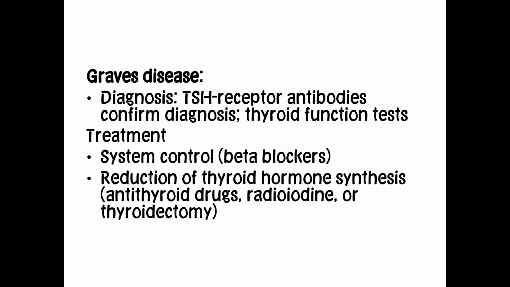In Graves' disease, diagnosis is through assessing the serum TSH receptor antibodies. When they are high, that immediately confirms the presence of Graves' disease. You can also do a thyroid function test to confirm whether T3 and T4 levels are elevated. Treatment is through systemic control, that is administration of beta blockers, or reduction of thyroid hormone synthesis by the thyroid gland through administration of antithyroid drugs, radioiodine, or thyroidectomy, which can either be total or subtotal, depending on clinical judgment.